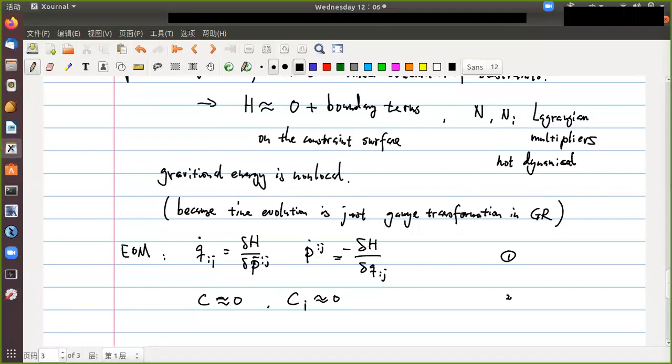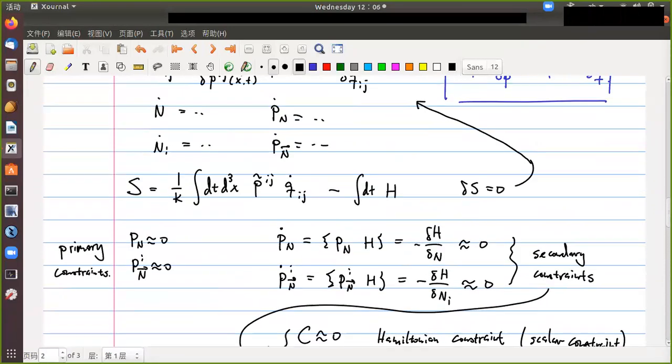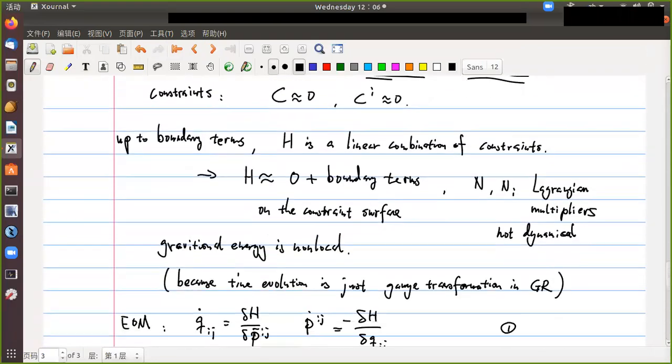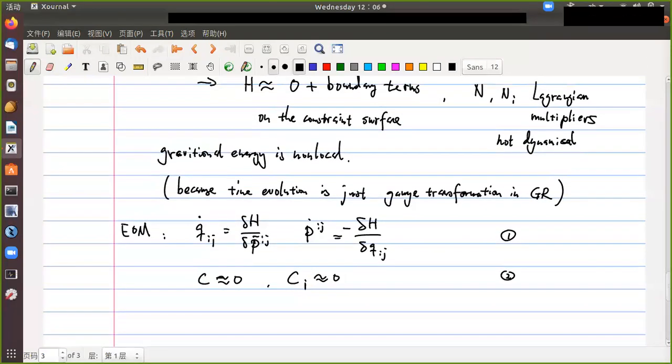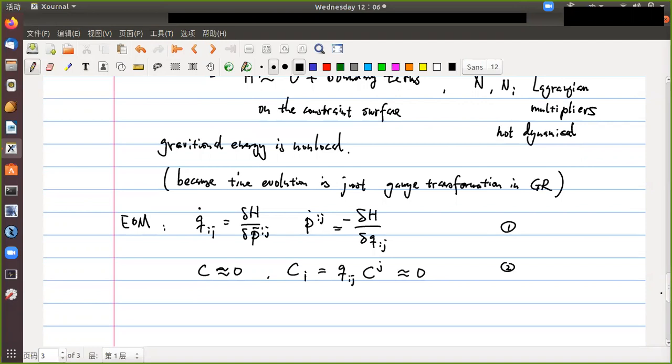Okay, so let's call this equation 2. I don't want to write explicitly what C and Ci are, but these are the definitions of the expressions for C and Ci. Sometimes I use C upper i, and sometimes I use C lower i. So here C lower i is just qij C upper j. C lower i will be more useful when we consider external variables and quantum theory.